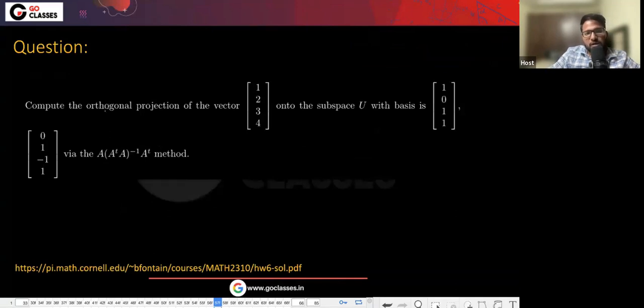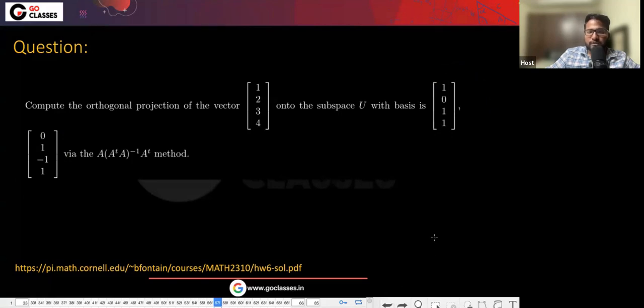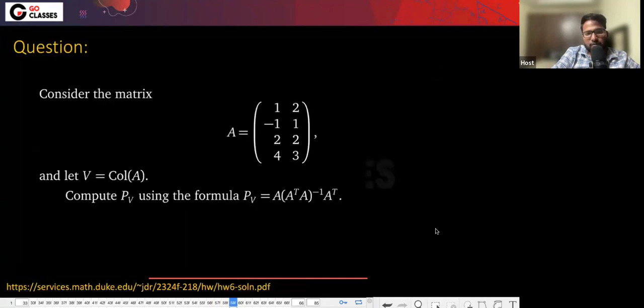So let's just solve this. Compute the orthogonal projection of this vector onto the subspace U, which has this basis. By the way, is this an orthonormal basis? At least orthogonal is there, but you can divide by the length and get an orthonormal basis. If it is an orthonormal basis, then you don't need this. You can directly use the formula with U transpose. Now compute PV, where P is the projection matrix, using this formula. I think you can do this also.